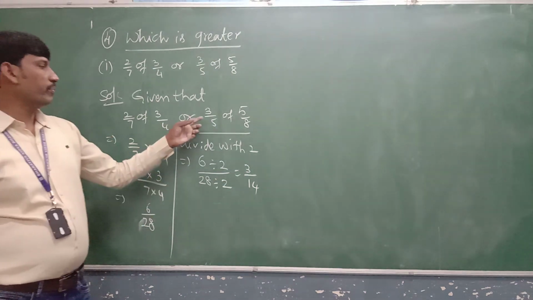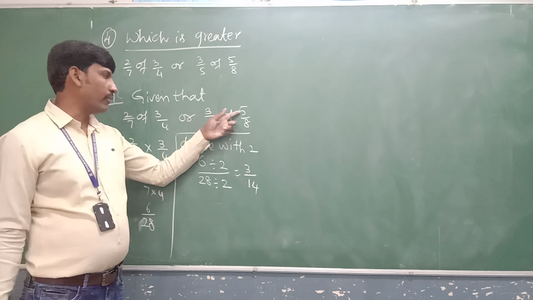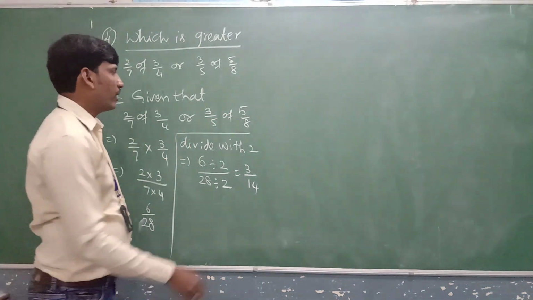Now we have to simplify this part, 3 by 5 of 5 by 8. Clear? Now see.